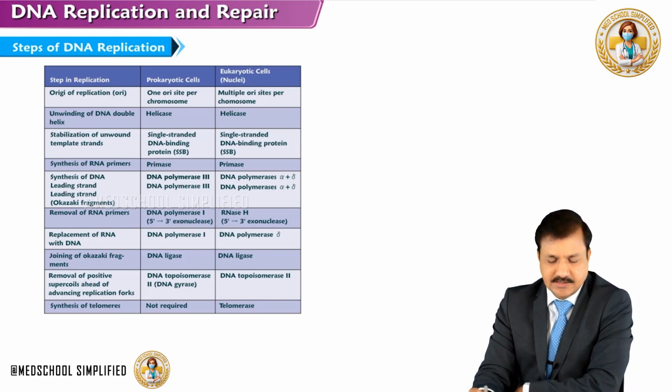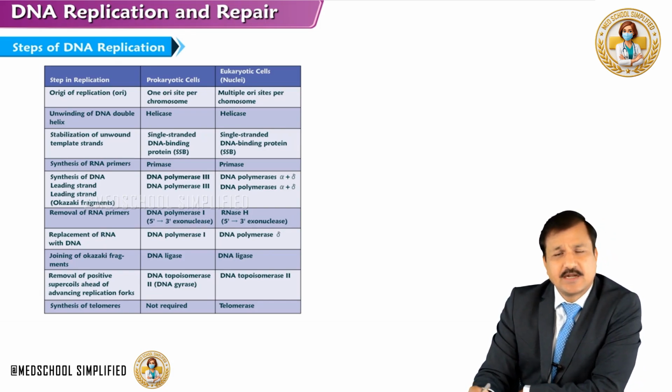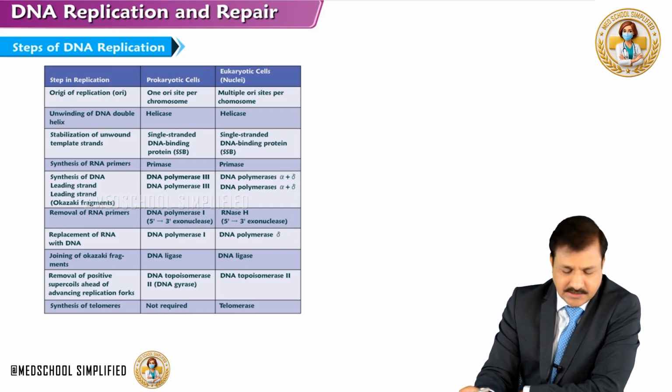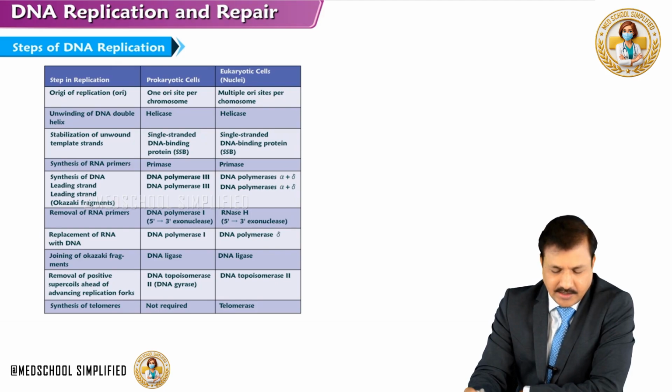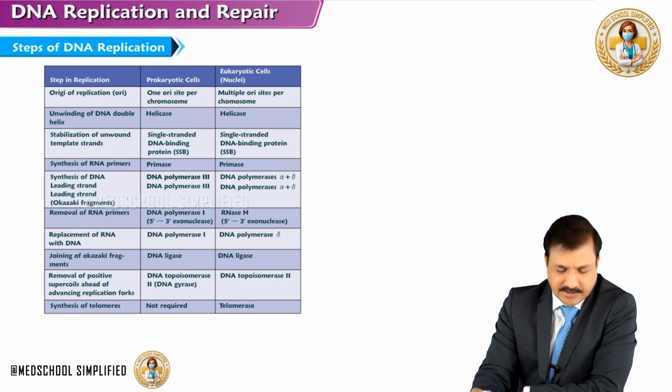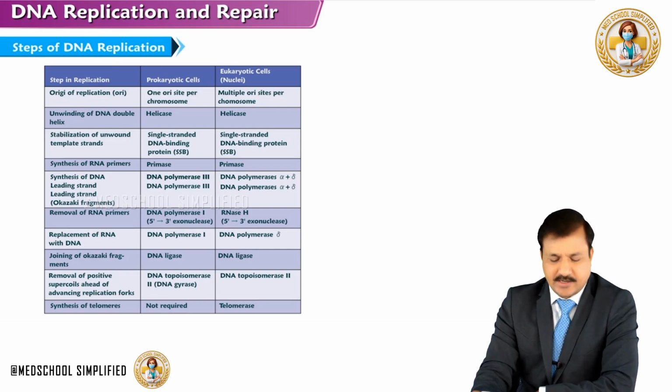Unwinding of the DNA double helix is done by helicases in both prokaryotic and eukaryotic cells, and then stabilization of the unwound template strands is done by single-stranded DNA binding proteins in both types of cells. Synthesis of RNA primers is done by primases in both cells. Synthesis of the DNA leading strand and the lagging strand is done by DNA polymerase 3 in prokaryotic cells, whereas DNA polymerase alpha and delta in eukaryotic cells.